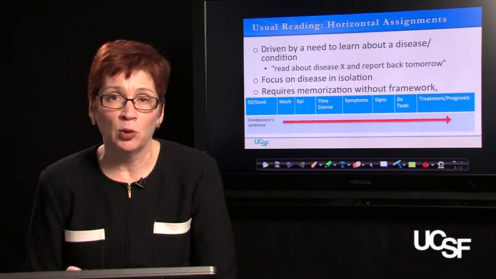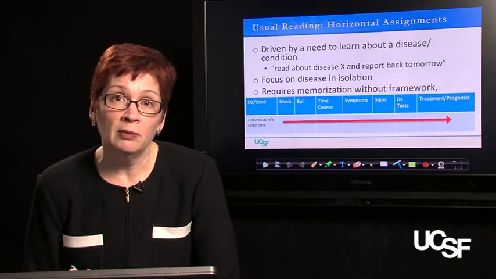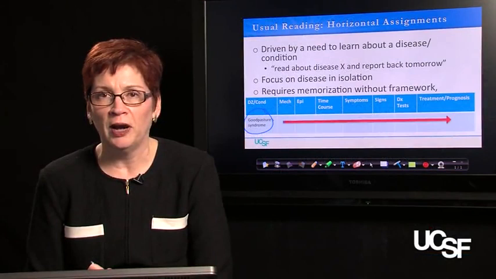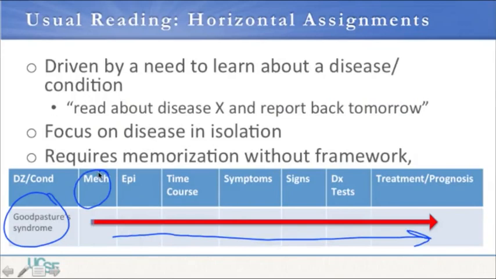So, for example, if I am on the wards and I tell my medical student, "Mr. Jones has Goodpasture syndrome, go home and read about Goodpasture syndrome," typically that medical student will take a textbook off the shelf or perhaps a review article, and they'll read horizontally, meaning they'll read about the mechanism of disease, the epidemiology of disease, the time course of which this disease presents, classic signs and symptoms, what diagnostic tests might be useful, and then what treatment options might be possible if, in fact, it turns out that Mr. Jones does, in fact, have Goodpasture syndrome.